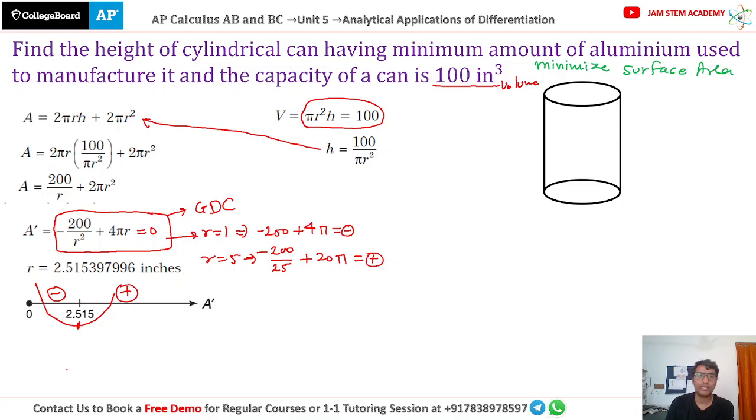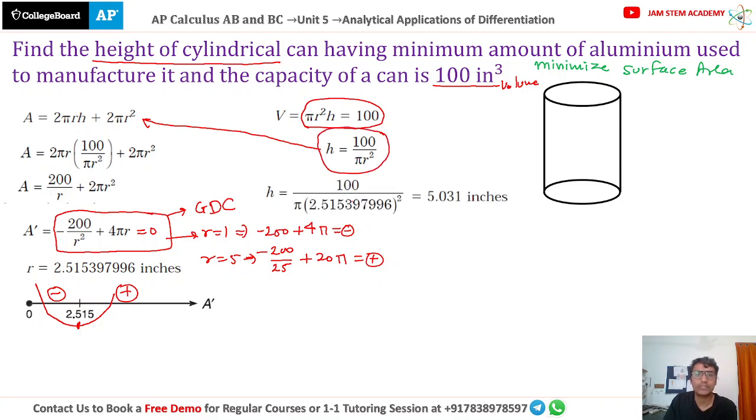Now what are they asking for? They said find the height corresponding to that radius where the surface area is minimum. So we proved surface area is minimum when radius is 2.515. Now plug that radius value back into our height expression and get the value of height. h is equal to 100 over pi times radius squared. That gives me around 5.031 inches. So that is the height at which the surface area is minimum, with volume 100 for that cylindrical can.